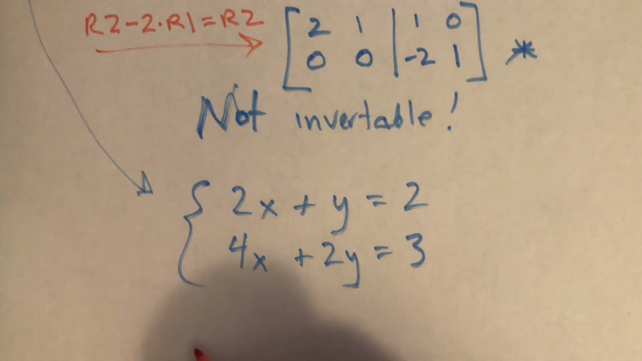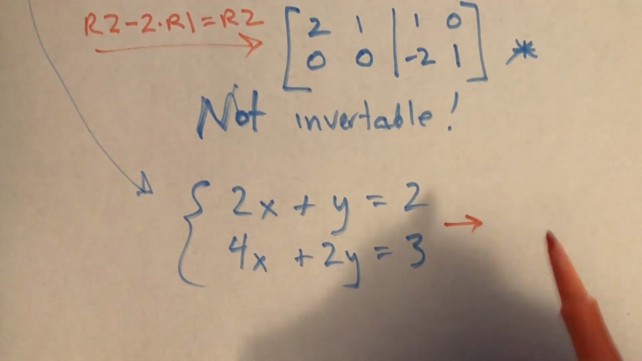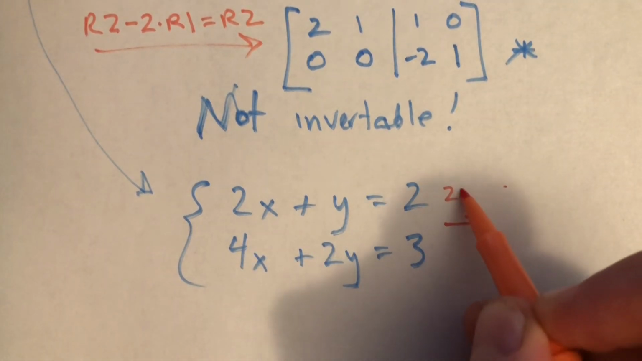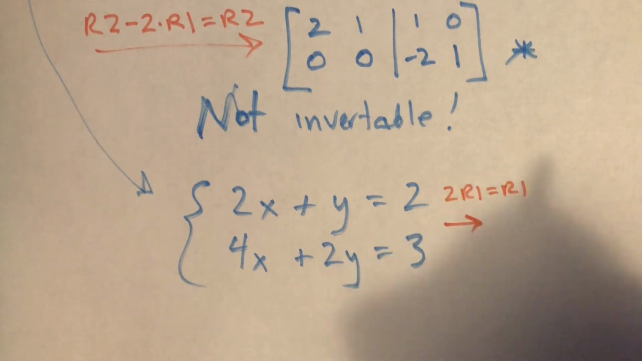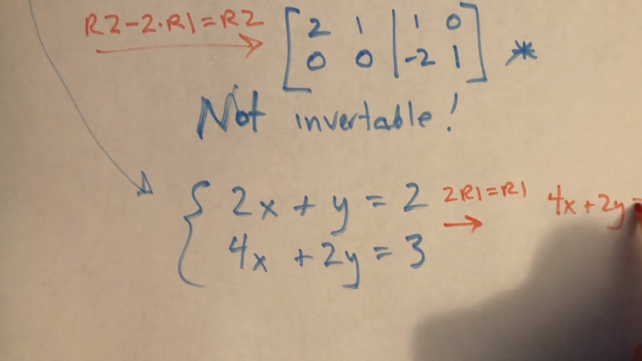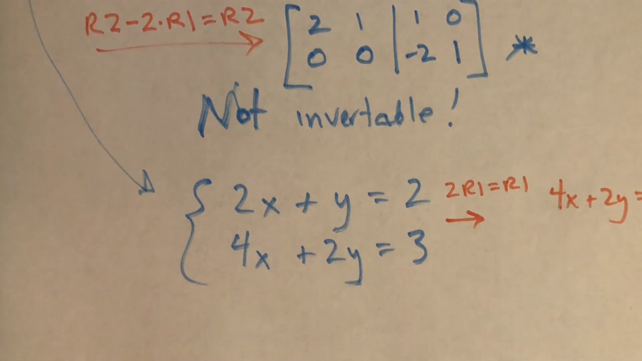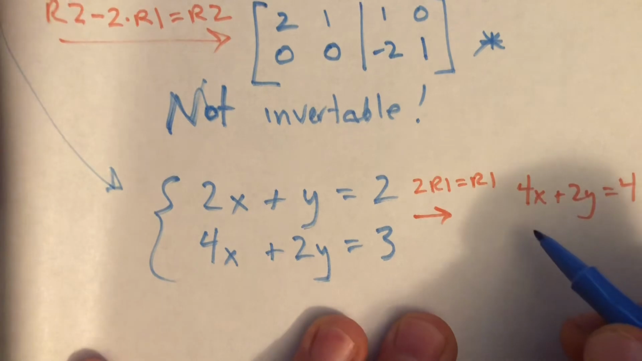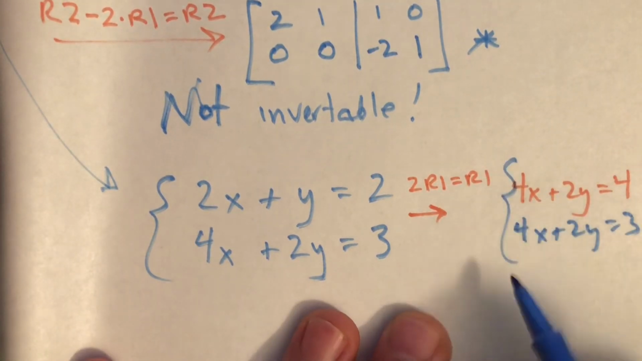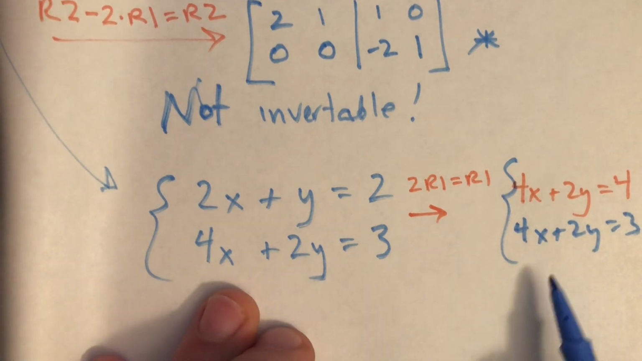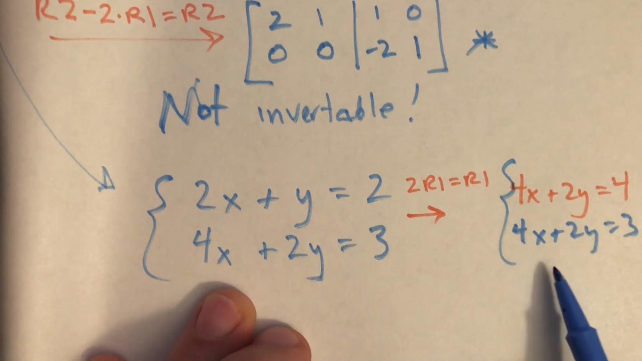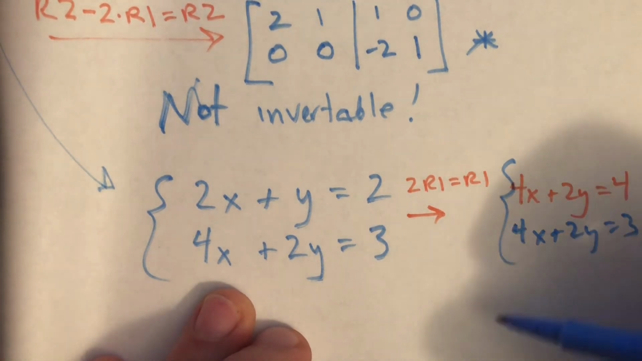If I wanted to rewrite that system, I can write this as 2 times that. I'm going to take 2 times row 1 and put that in place of row 1. That's going to be 4x plus 2y equals 4. And then the bottom didn't change. So in a situation where we've seen this before, our matrix was not invertible, and that was because this doesn't have any solutions. No solutions.